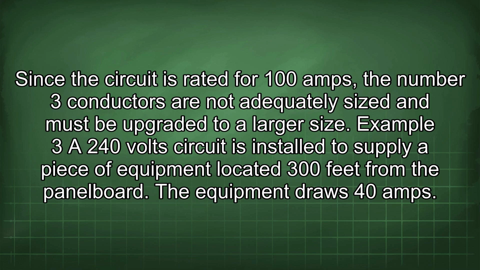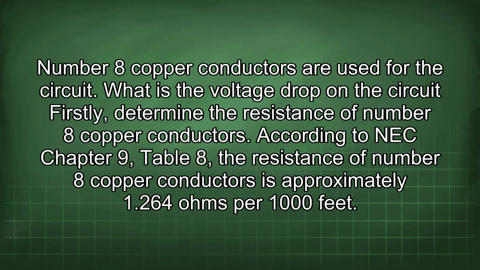Since the circuit is rated for 100 amps, the number 3 conductors are not adequately sized and must be upgraded to a larger size. Example 3: A 240 volt circuit is installed to supply a piece of equipment located 300 feet from the panel board. The equipment draws 40 amps. Number 8 copper conductors are used for the circuit. What is the voltage drop on the circuit?